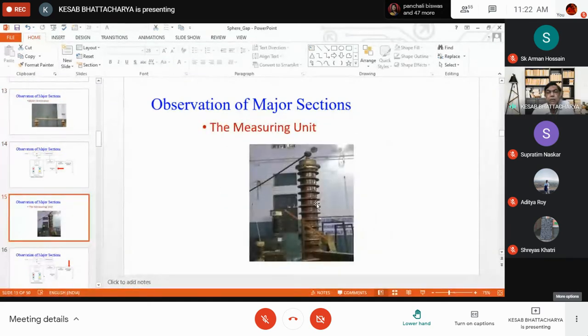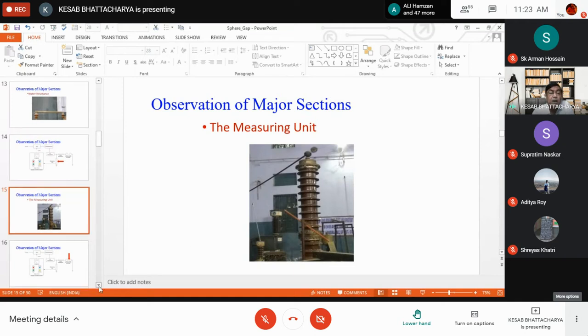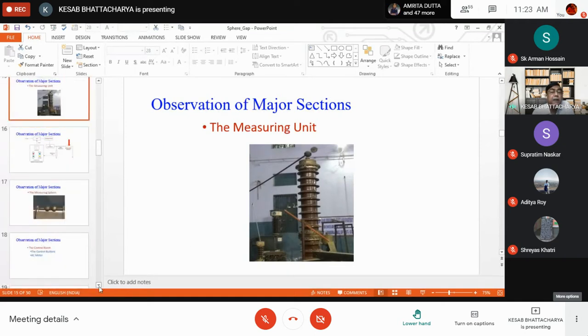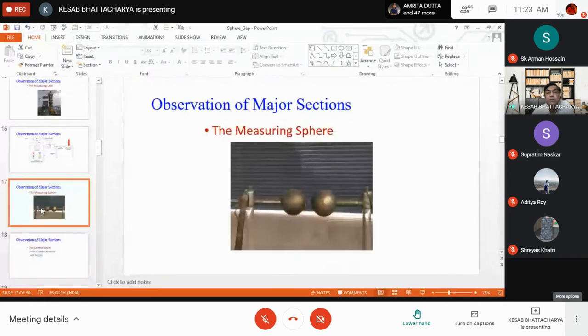This is the measuring unit. Here we have two capacitances. This is one. Below it there is another capacitance, from which we measure the voltage. Across the lower capacitor we connect the measuring device, the digital multimeter, and this is the sphere gap we were discussing, or we have seen. This is the sphere gap we use in our experiment.